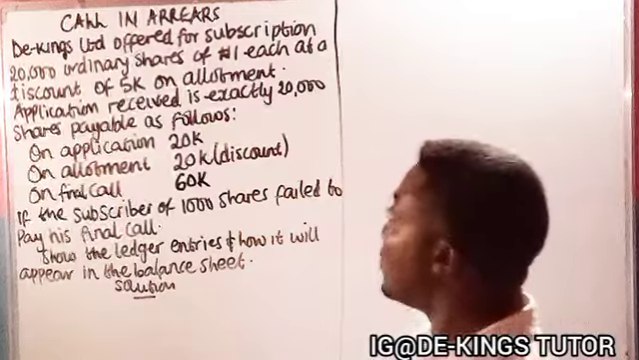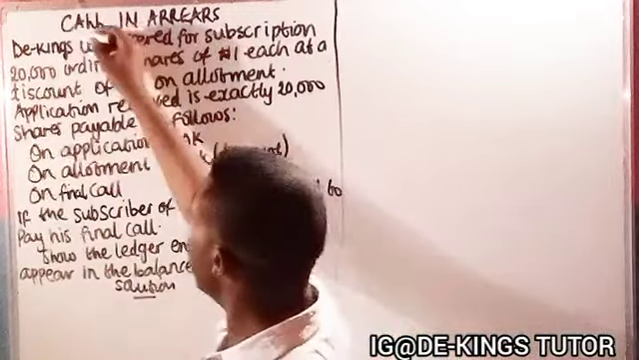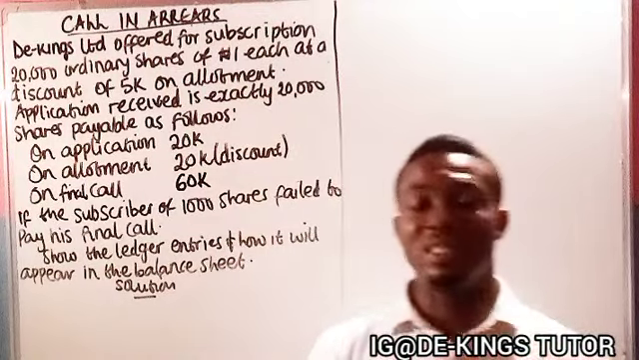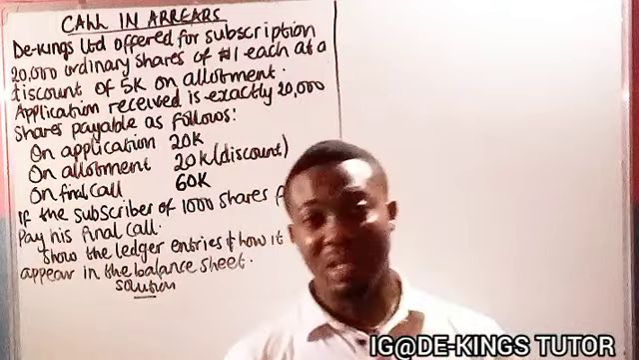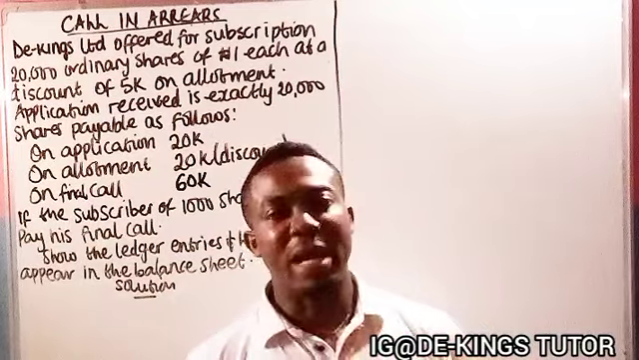Now, I want to continue the series on the issue of shares. Today we want to see the call in arrears. We have seen the shares issued at a discount. We have seen all the different aspects of instalmental payment, the example. Now, I want to see call in arrears. And what do we mean by call in arrears?